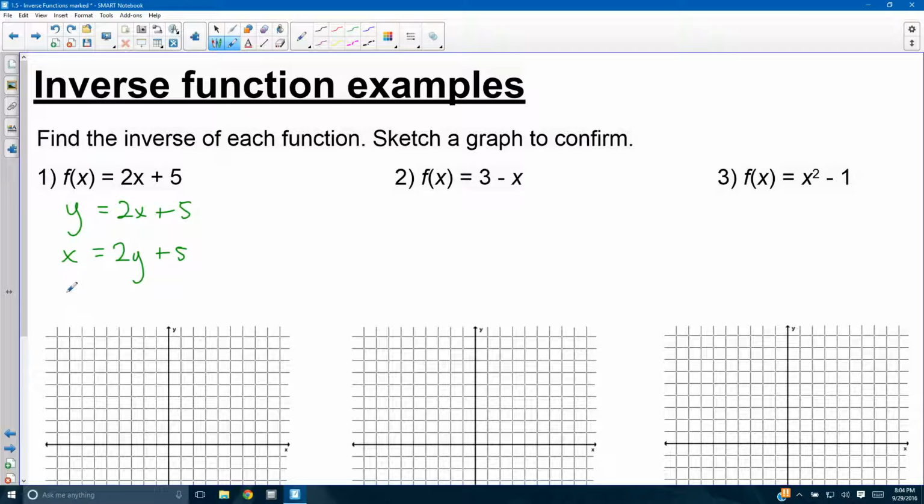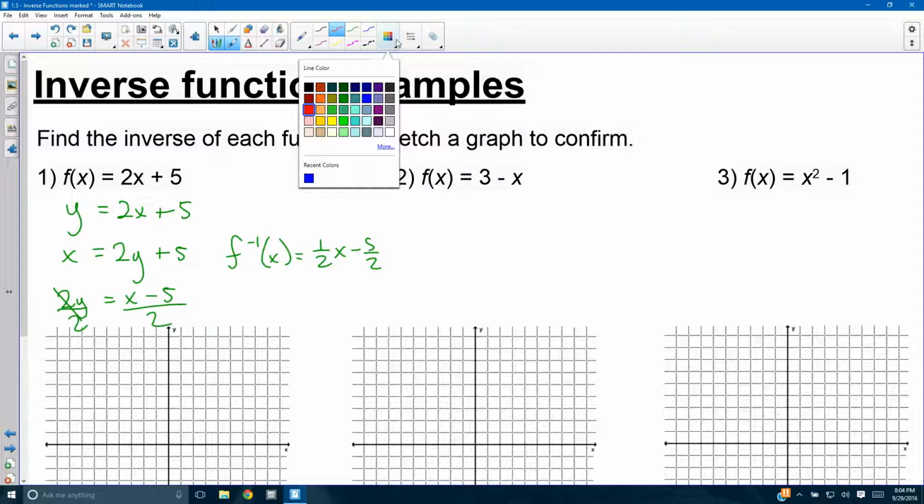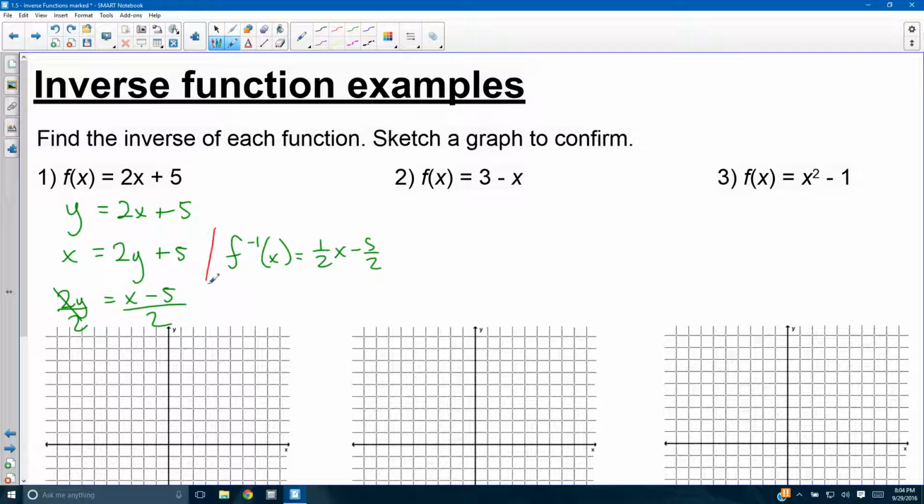So I'm going to move the 2y over here, subtract 5 from both sides, divide both sides by 2, and we will now get y equals x minus 5 all over 2, or inverse function equals, I'm going to write it in slope-intercept form because I know how to graph that a little better: 1/2 x minus 5 halves. Now, when we say sketch a graph to confirm, all that means is that if you sketch these graphs and they appear to be reflecting across y equals x, then it looks like all is good.